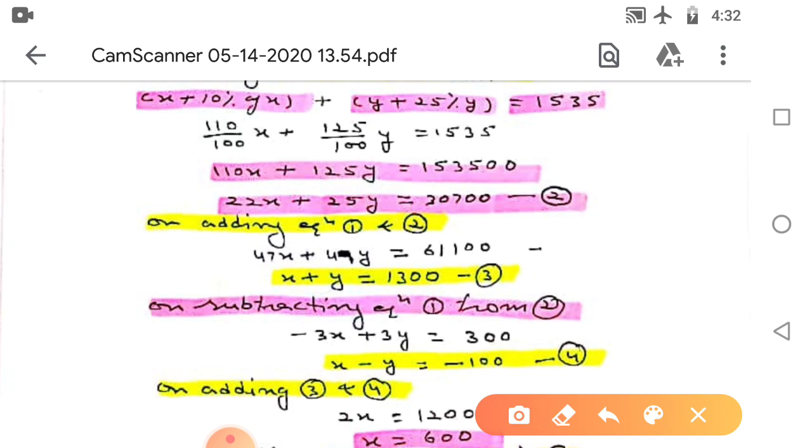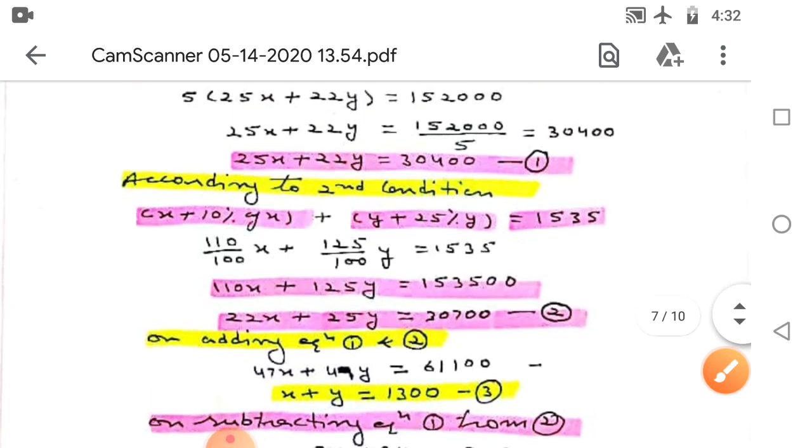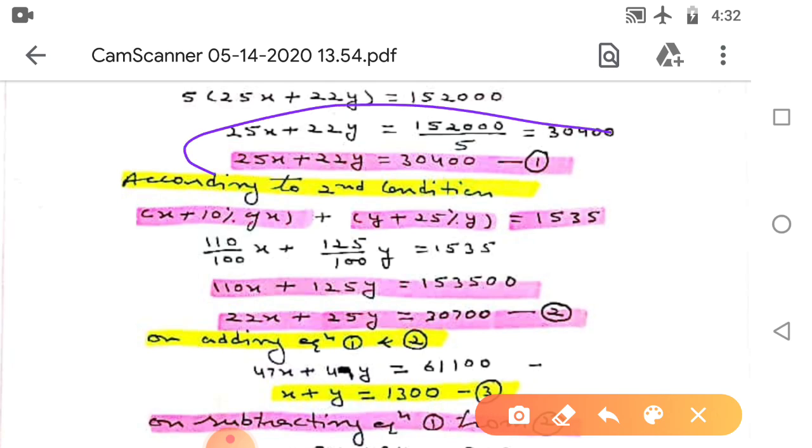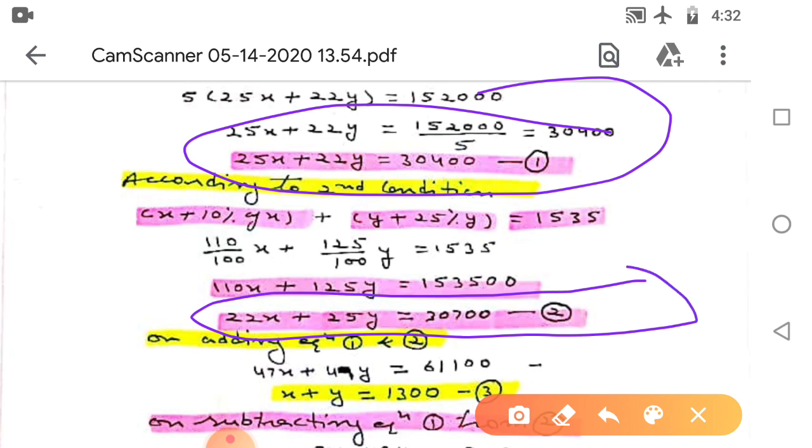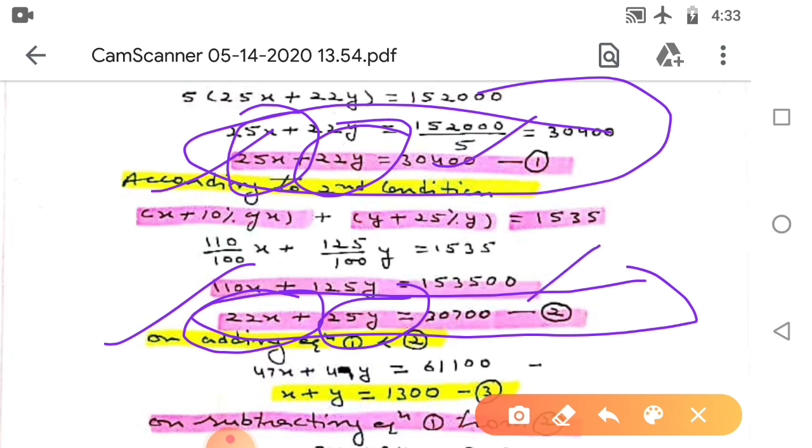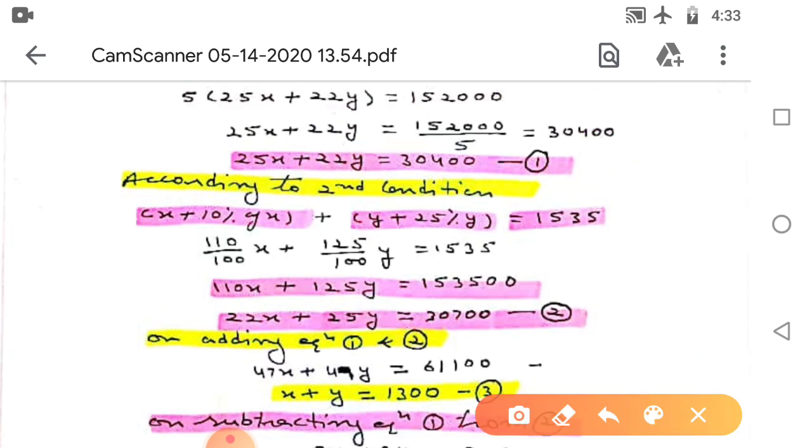Okay, this is equation number 1. Look at equation number 1. Look at equation number 2. The coefficient of x in the first equation is 25 and the coefficient of y in the second equation is 25. The coefficient of y in the first equation is 22 and the coefficient of x in the second equation is 22. So do you remember? Yes, in these types of equations we need to add these two equations.